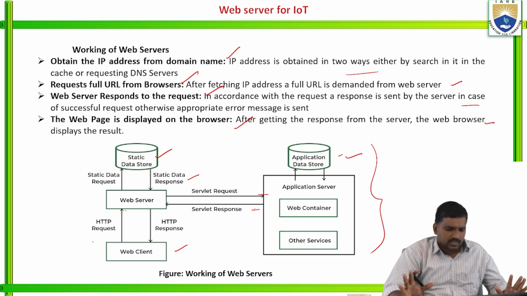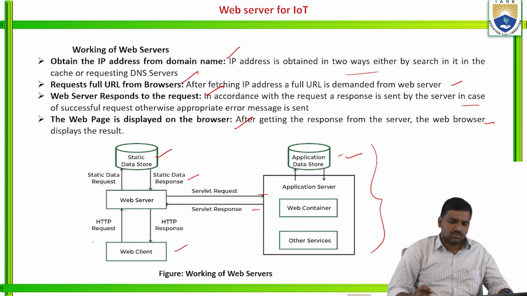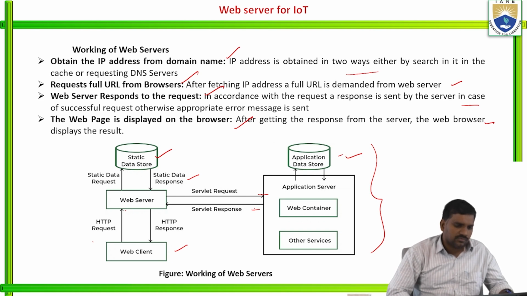So this is the complete explanation regarding the working of a web server with a block diagram. Starting from static data store, it can fetch the information from the DNS server. After getting it, it can pass it to the application data store. So this is the working of a web server.